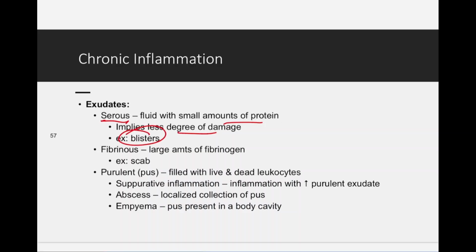You can get fibrinous exudates, with large amounts of fibrinogen. This is your scab. Okay, you scratch yourself, you heal, and you get a scar from the scab forming. That is a fibrinous exudate. The last one is a purulent exudate, or a pus-filled exudate. These are filled with live and dead leukocytes.